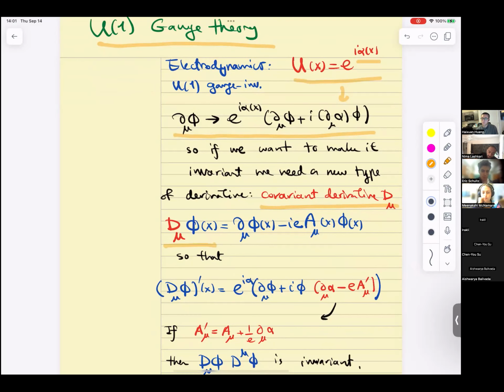so you define something called covariant derivative, this capital D mu, which is del mu phi plus i e A mu of x phi of x. This is a vector field. Sorry, we're going to see in a second it's a vector field. It's a gauge field you've introduced, and e is the charge of the field phi.